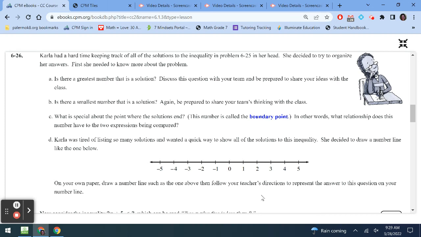Charlie says, what's so special about the point where the solutions end? Where the solution works and then suddenly the next number to the left does not, in this case. So it's called a boundary point. I always think of a boundary as something where it's okay to do certain things, and then once you cross that boundary, it's no longer okay.